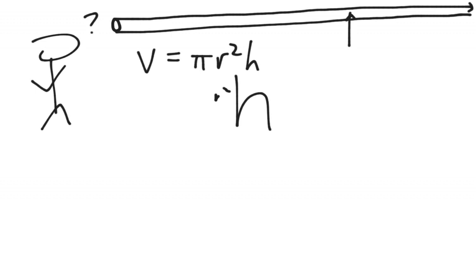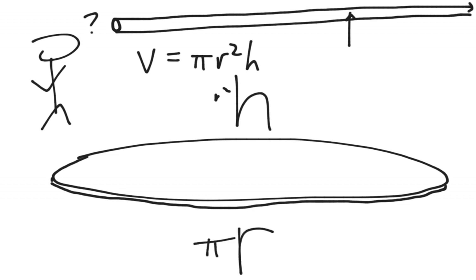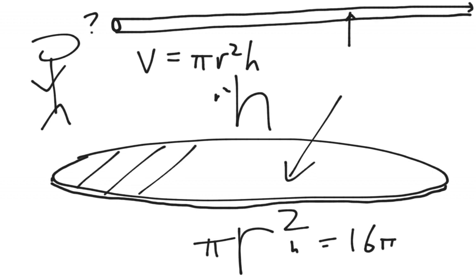Well, he also thinks to himself, I could go the completely other route and make a really big, like a pancake tin, with a really big radius and a really small height, so pi r squared little h, to get me my 16 pi. But that doesn't work either, because the tin has to have a top and a bottom. The whole top is going to be a huge surface area.